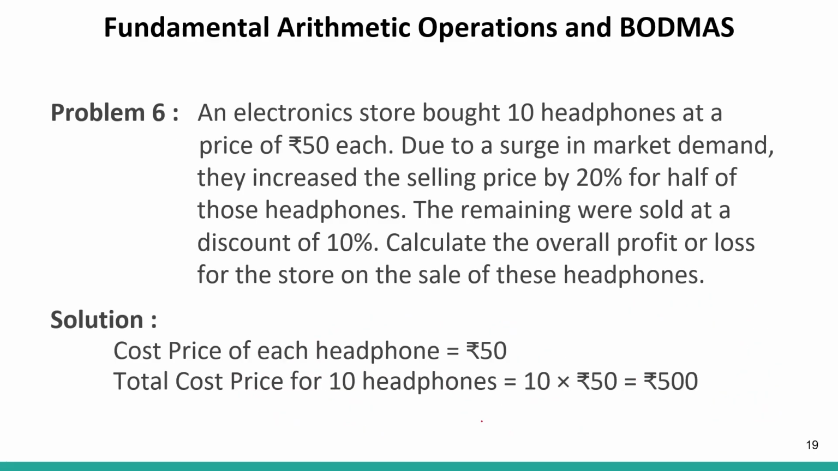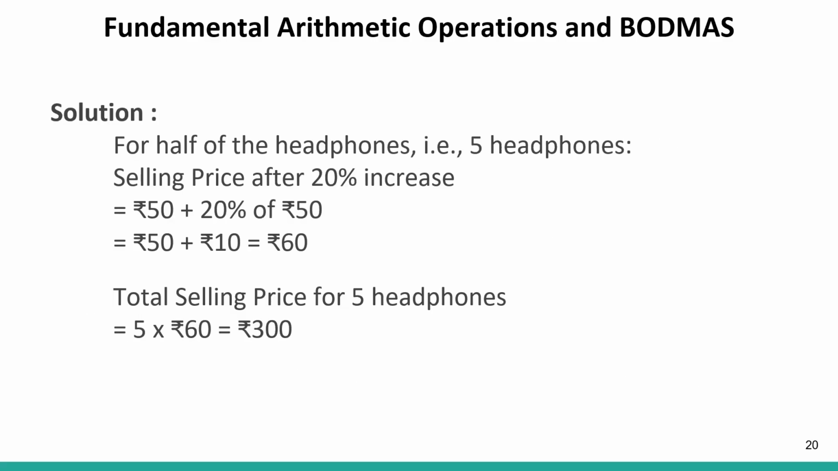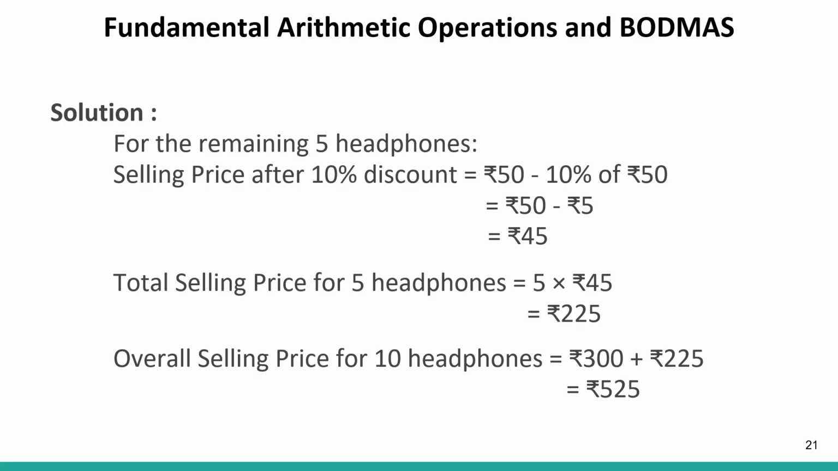Let's see. The cost of each headphone is equal to 50, so the total cost of 10 headphones is equal to 500. For half of the headphones, that is 5 headphones, the selling price is increased by 20%, so it will be 60 for each headphone. So 300 is made from those 5 headphones after the surge in demand. For the remaining 5 headphones, the selling price was after a 10% discount, so it will be 45 each. The total selling price of 5 headphones will be 5 into 45, equal to 225. So in total, they made 525 after an investment of 500 rupees.